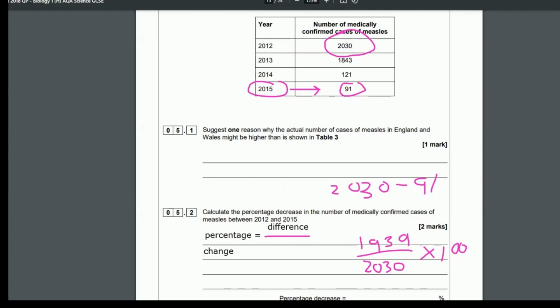We've had a 95.52% decrease. My calculator says 0.51724138, but I've rounded to two decimal places: 95.52 decrease. You could write minus 95.52, but it says percentage decrease, so you don't have to. That's how much it's gone down by, and that'll get you 2 marks.